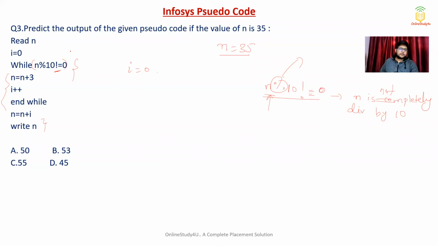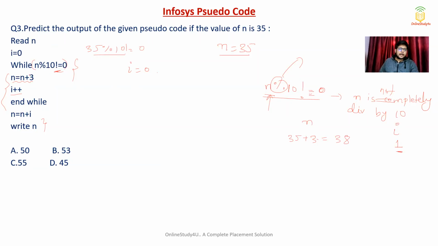Initially n is 35. So I'll check if 35 mod 10 is not equal to 0. Yes, obviously it is not completely divisible by 10. So my remainder is not 0. So I'll come here and say n is equal to n plus 3. So n was 35. So 35 plus 3, that is 38. And then I'll say i++, and my i goes to 1. It was 0 initially and it went to 1.